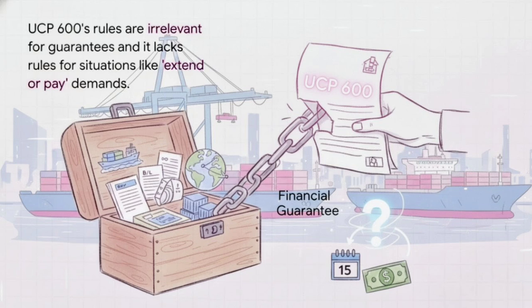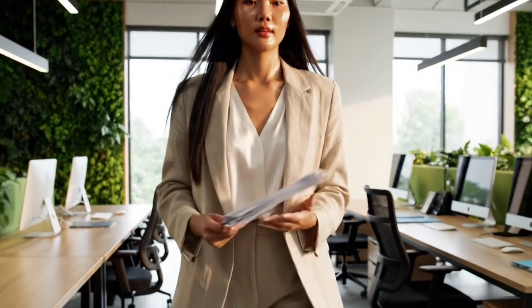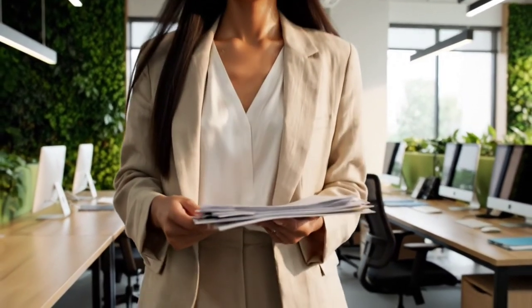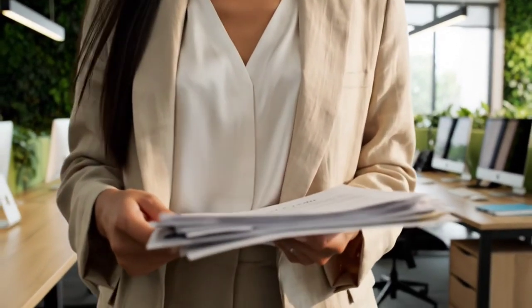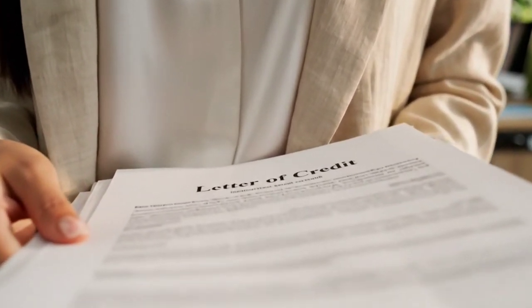And maybe even more importantly, UCP 600 had no rules for unique situations that happen all the time with standbys, like something called an extend or pay demand. A dedicated rulebook wasn't just a nice idea, it was absolutely necessary. Okay, and this leads us to the next big question. Let's say a standby letter of credit is issued and it accidentally mentions both UCP 600 and ISP98. If there's a disagreement, which set of rules gets the final say?